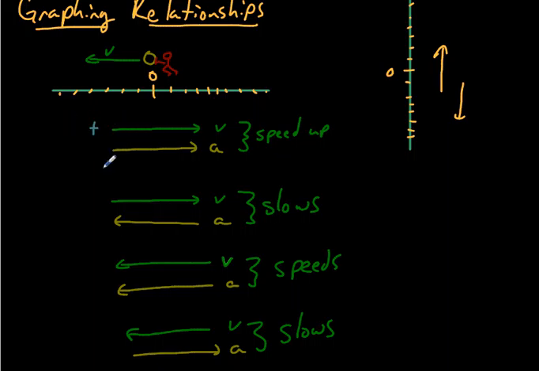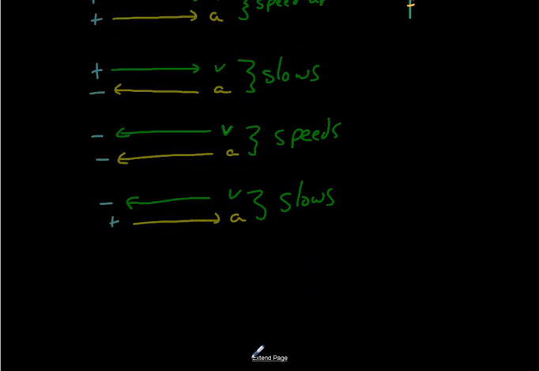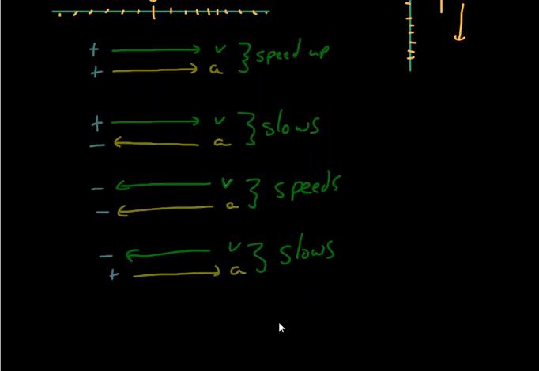Now let's look at the direction of the arrow and talk about positives and negatives. Here's a positive velocity and a positive acceleration, speeding up. Here's a positive velocity and a negative acceleration. That means slowing down. Here's a negative velocity and a negative acceleration. Well, that means it's speeding up, but to the left. And here's a negative velocity and a positive acceleration, and that means it slows down. There are no other options.